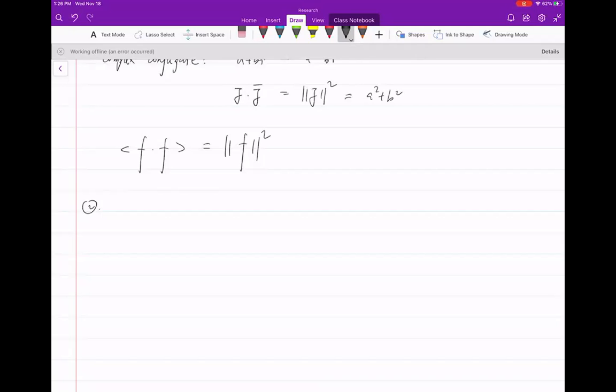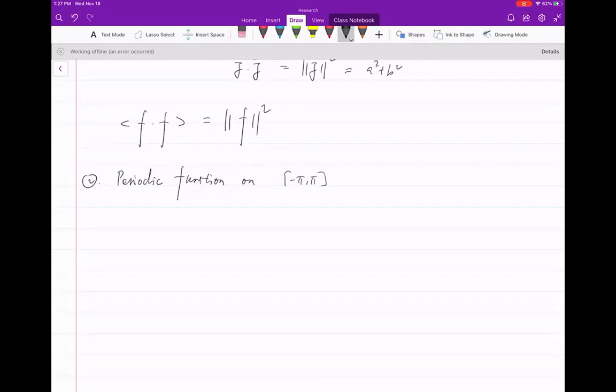now let's consider all the periodic functions on the interval negative pi to pi. Later, we'll extend this one to any interval and eventually to negative infinity to infinity. Okay, but for now, negative pi to pi. Why do we care about that? Because all signals in real life are periodic.